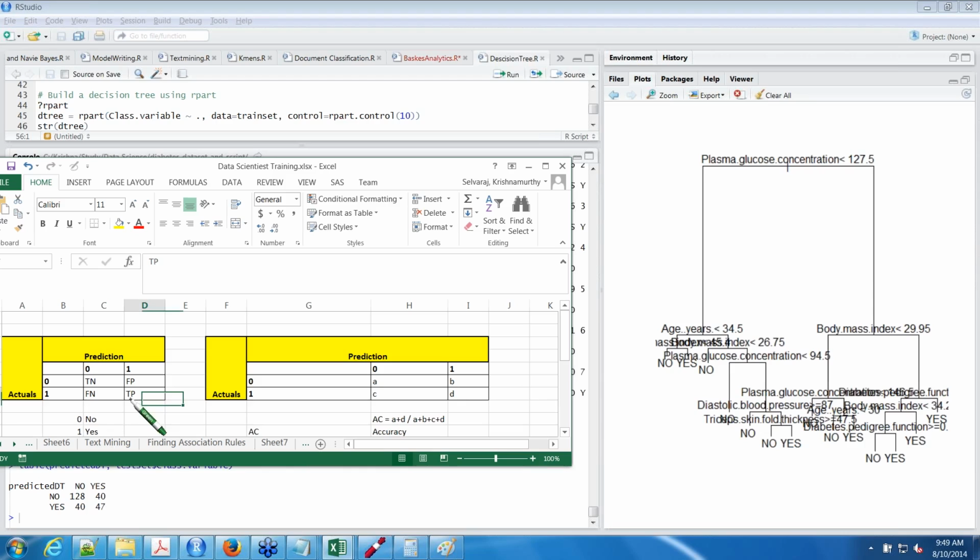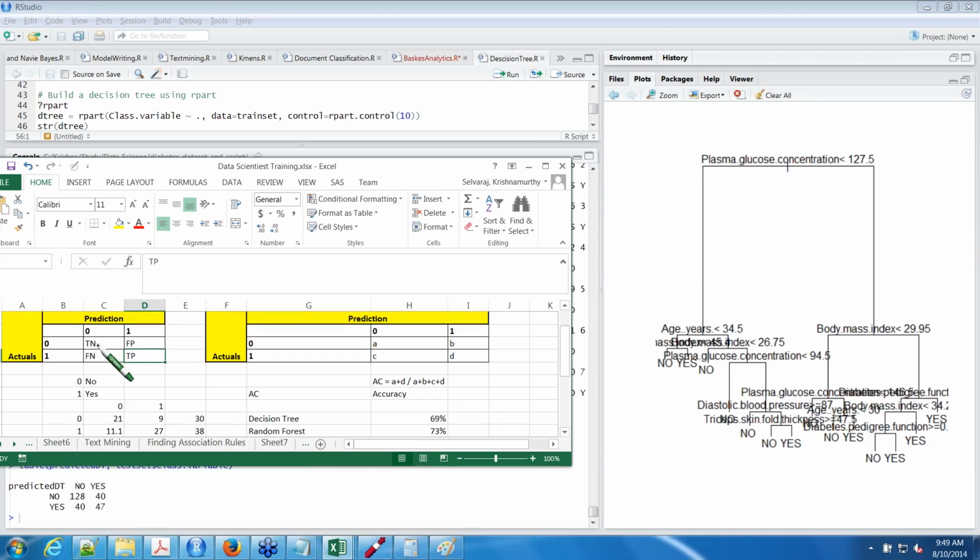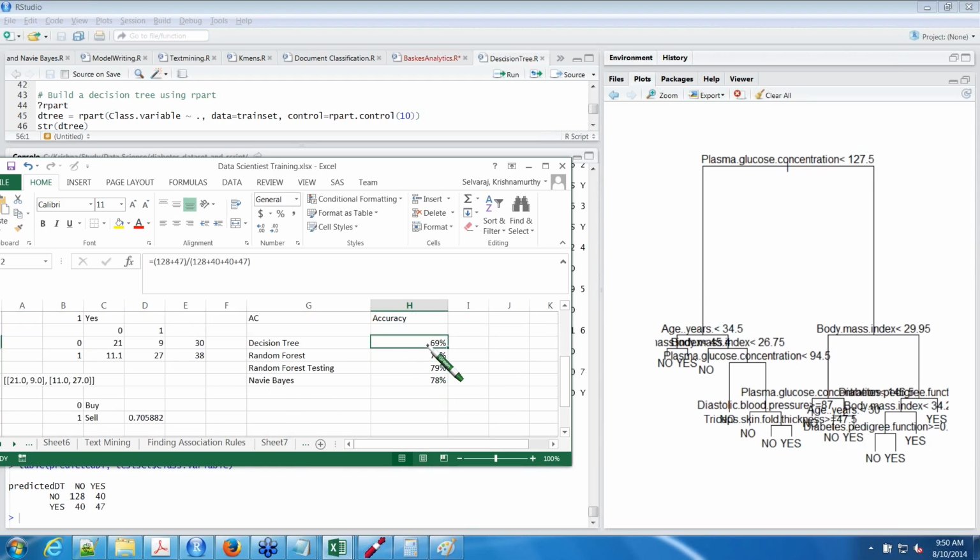If you want to calculate the accuracy, it is always the sum of the true predictions divided by the sum of everything. With A, B, C, D, the accuracy of this model is A plus D divided by A plus B plus C plus D, which is 128 plus 47 divided by 128 plus 40 plus 40 plus 47, which is 69% accuracy. So the model gives an accuracy of 69%.